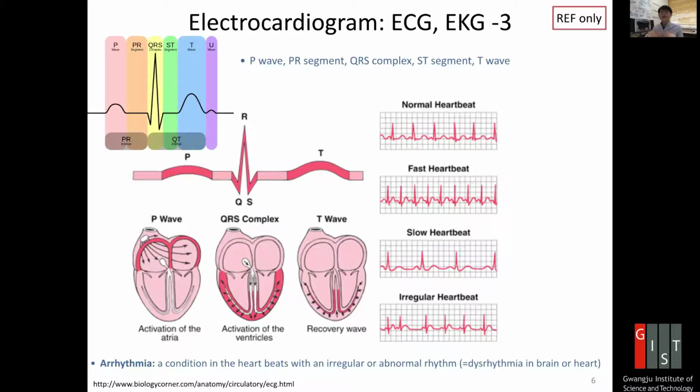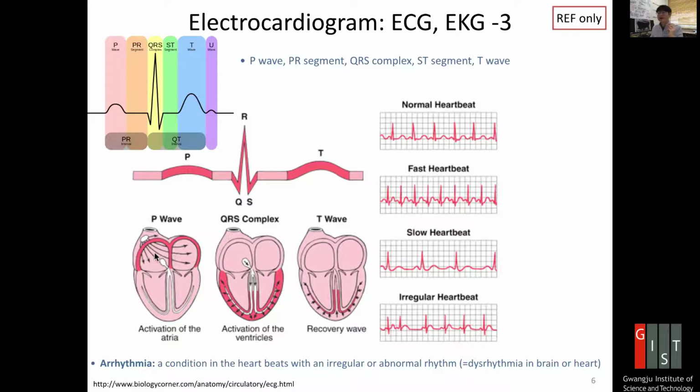So what does this electrocardiogram mean, and how can this be useful for figuring out those who have issues and problems in their heartbeat? As you remember from the previous time, the rhythmical activity of the heart starts from the atrium, which is a smaller room with floppy muscles, and this contraction of the atrium causes a little bit of small electrical activity, which is called the P wave.